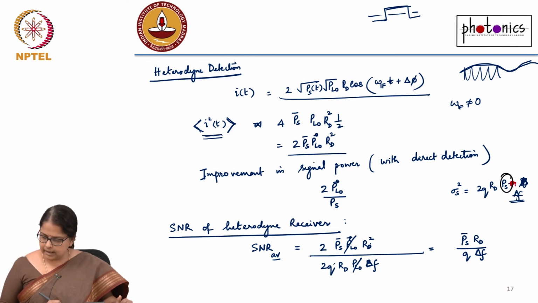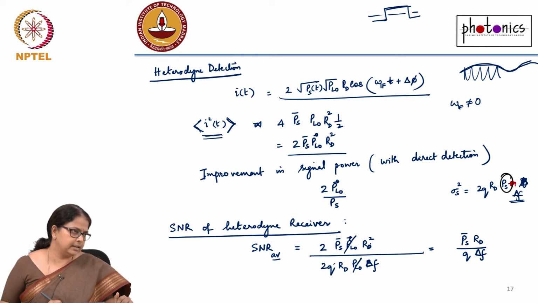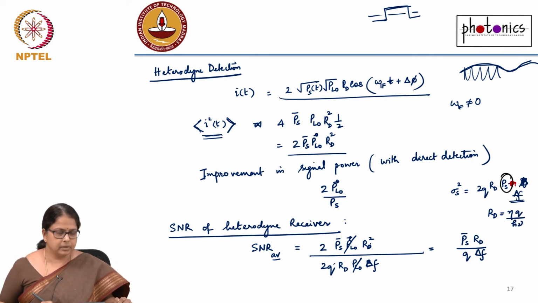I can write RD in terms of quantum efficiency. You had a relation connecting RD and quantum efficiency, remember RD is eta times Q divided by h nu. So, if I use that, eta times Q gets cancelled, Ps divided by h nu times delta f.